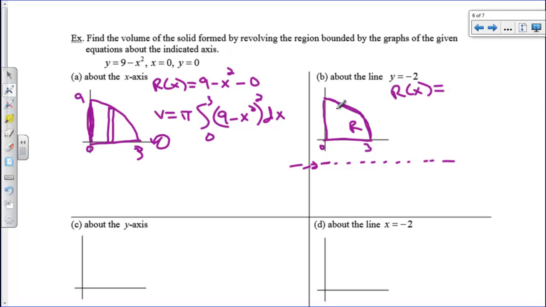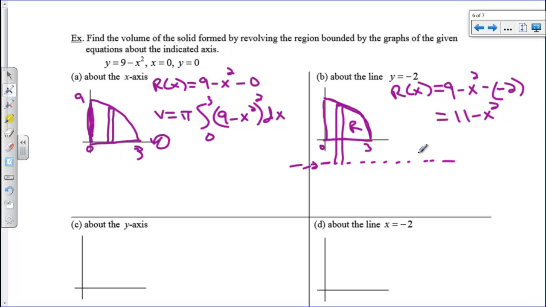Now my outside radius is my distance from my furthest graph away all the way down to the axis of revolution, still using top minus bottom. So this distance is going to be 9 minus x squared minus -2. Top graph minus bottom graph. And so that's going to be 11 minus x squared. That is my outside radius. That would be, if there was no hole at all, the volume of that solid.